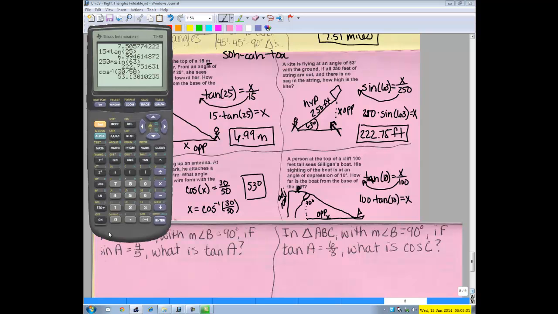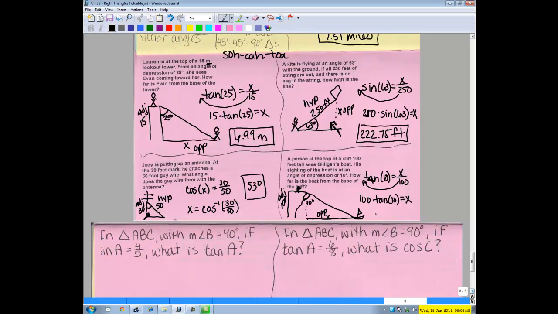Get out your calculator. 100 times tan of 10. 17.632, because it's a side, we round to the nearest hundredth, so 17.63 feet. And that's the end of our foldable.